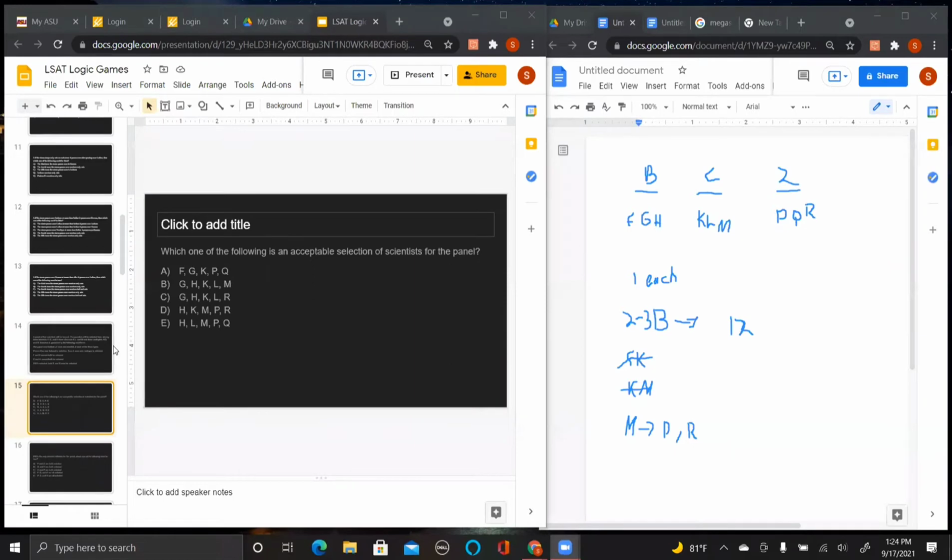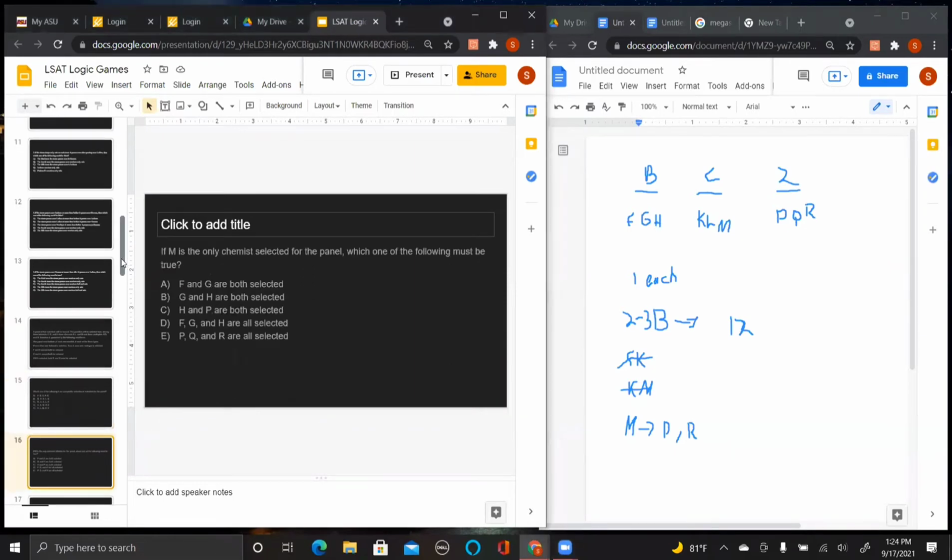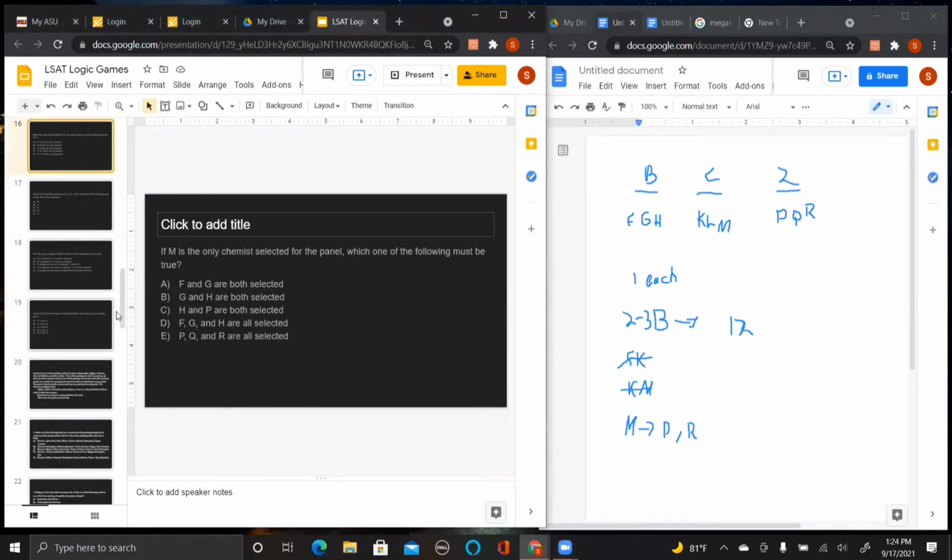So question number 2. M is the only chemist selected for the panel, which of the following must be true? Now, we get into numbers a little bit. So if M is the only chemist, then there are 4 spots left, right? So there are 2 options. We can't have 2 and 2, because if there's 2 botanists, there's only 1 zoologist. So it's either 3 botanists, 1 zoologist, or 3 zoologists, 1 botanist.